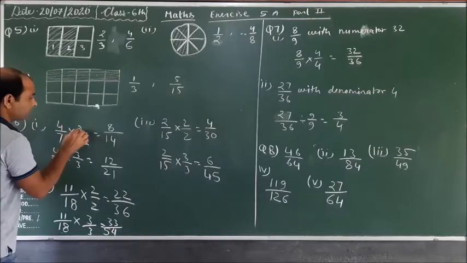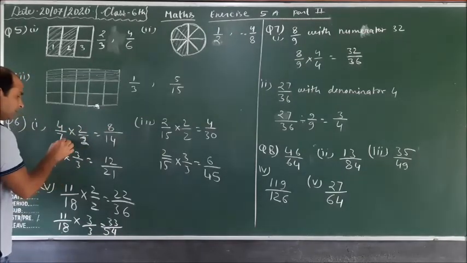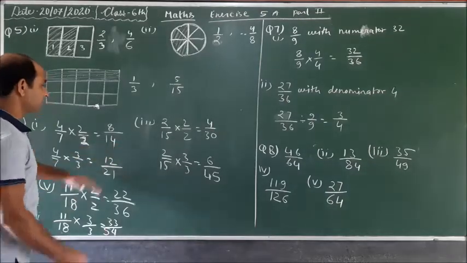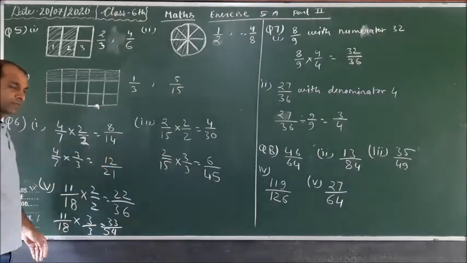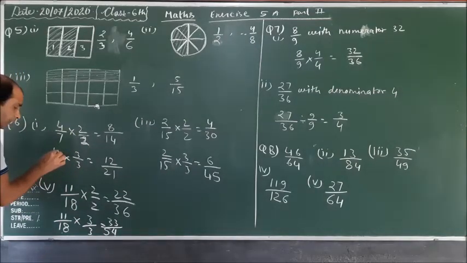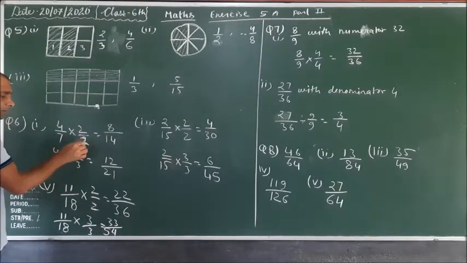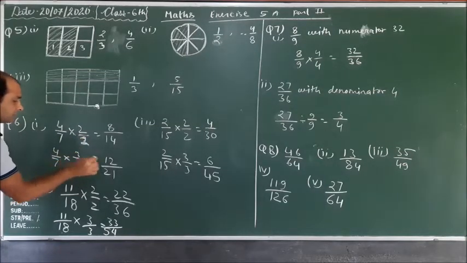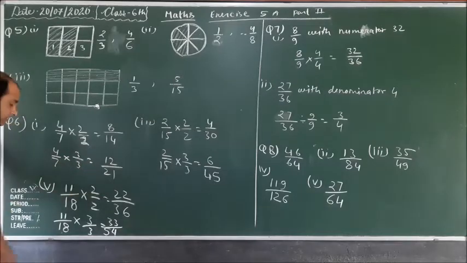Now 4 multiplied by 2 equals 8, 7 multiplied by 2 equals 14. This is the first equivalent fraction. Now the second equivalent fraction: we write 4 upon 7, and here we multiply by 3. 4 times 3 is 12, 7 times 3 is 21.